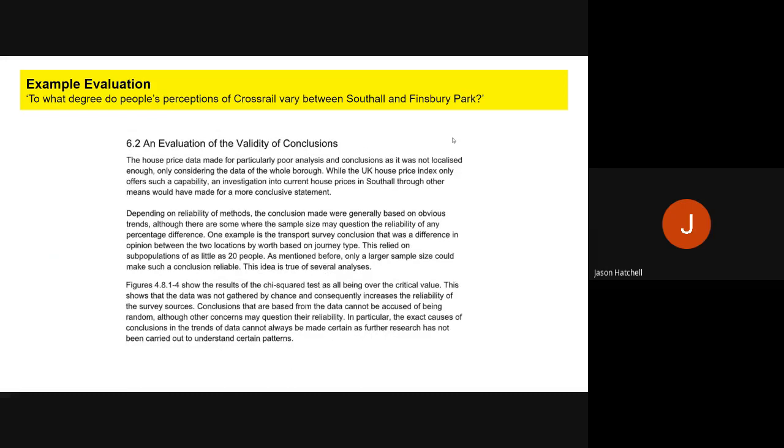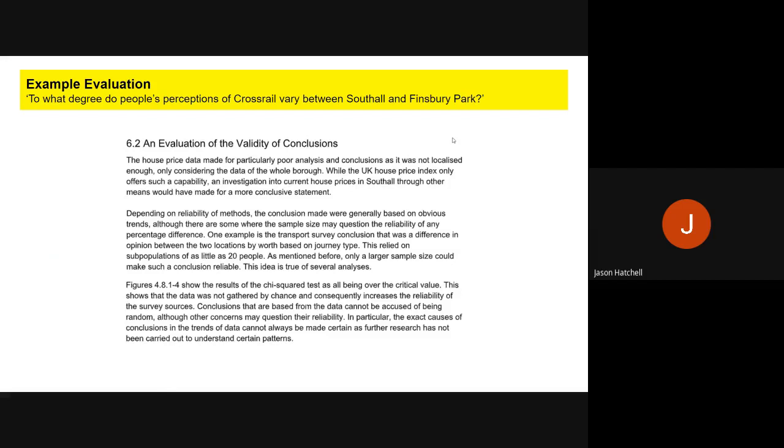The student then, as we mentioned earlier, goes through how valid their conclusions are as a result. The student says that the house price data was particularly poor in analysis because it was not localized enough. The student says that the methods and the conclusion was generally obvious in terms of trends. The student also says that you could question the sample size and the reliability because there was only 20 people. The student also says that they could have had a larger sample size to make it more reliable, or several different types of analyses. The student also links back to their chi-squared test.